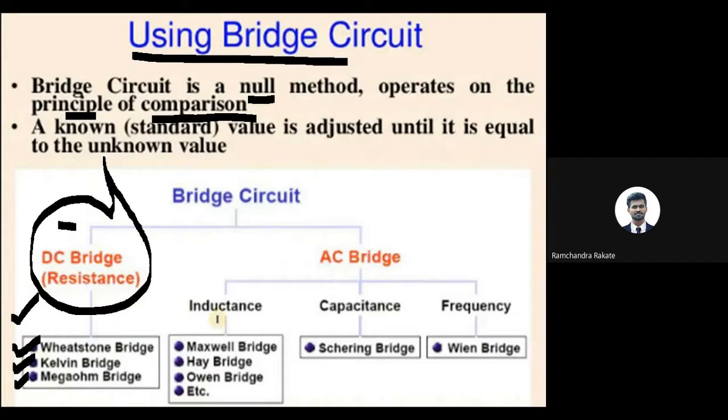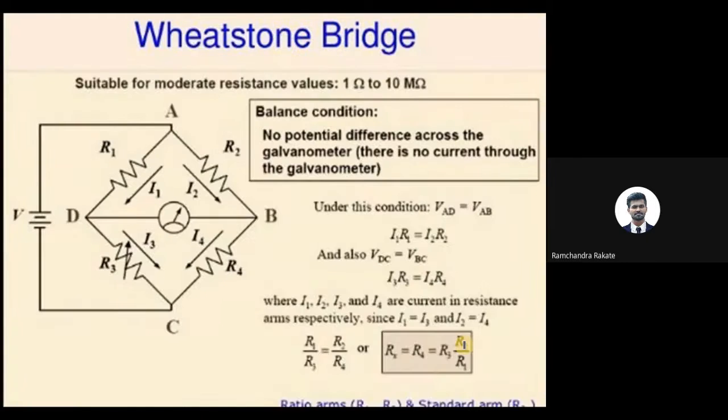Okay, so again I'm repeating for you. This one is inductance, this one is capacitance, this one is frequency. For inductance we have Maxwell, Hay's bridge, and Owen bridge. For capacitance we have Schering bridge, and for frequency we have Wien bridge. So these are nothing but bridging circuitry used to measure the value of unknown resistance. So this Wheatstone bridge part we have covered.